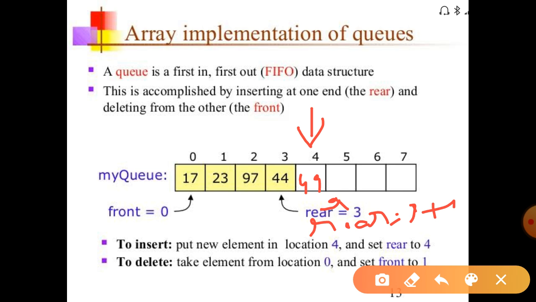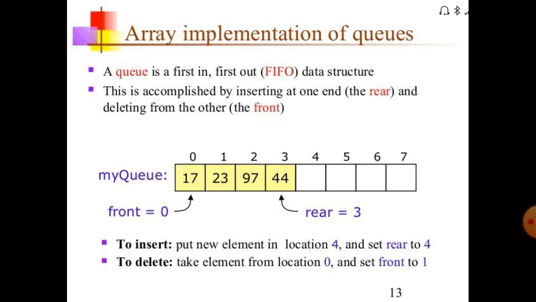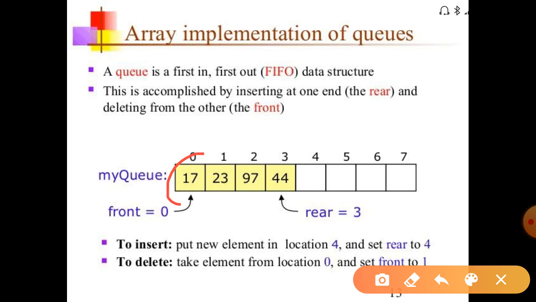Suppose you delete an element, where do we delete? We have to delete the elements from the front end. So first we delete this one. At that time the front is going to increment by 1.